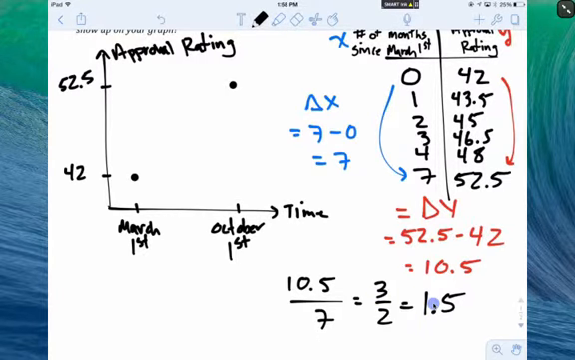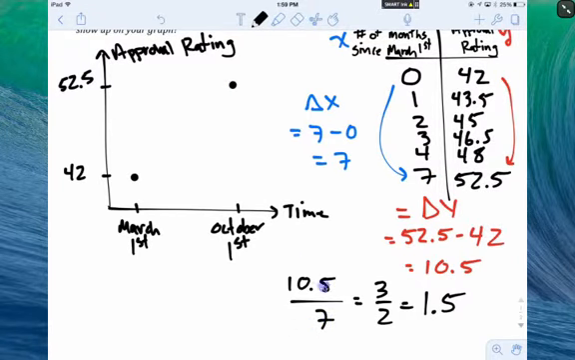3/2 is the same thing as 1.5, but this also means that every 2 months that goes by, the approval rating goes up by 3%, right? So from 0 to 2, it went up from 42 to 45, right? A 2-month increase, 3% increase. Or from 1 to 3, a 2-month increase, a 3% increase. So you can see how both this ratio and this number, which is still a ratio, and this ratio all show up on our table of values. They also show up on our graph.